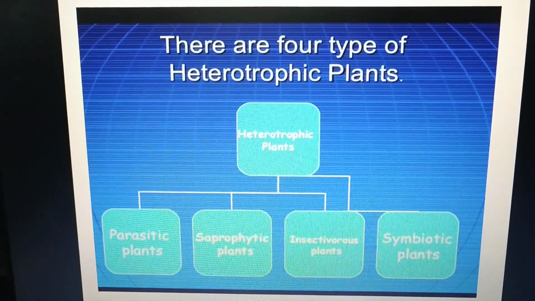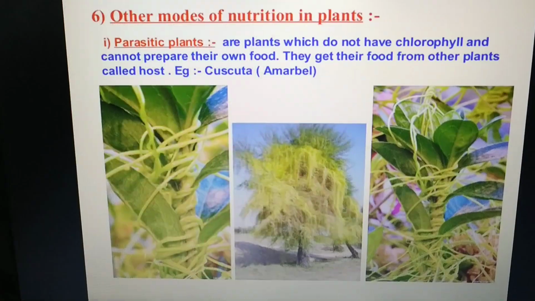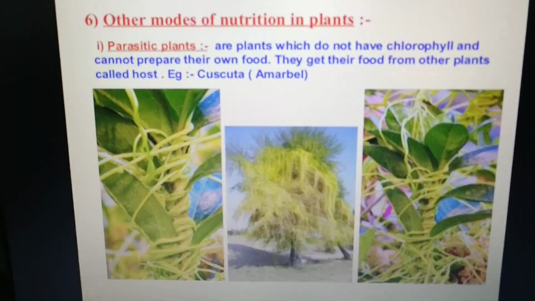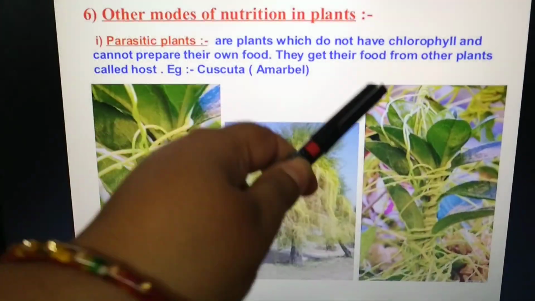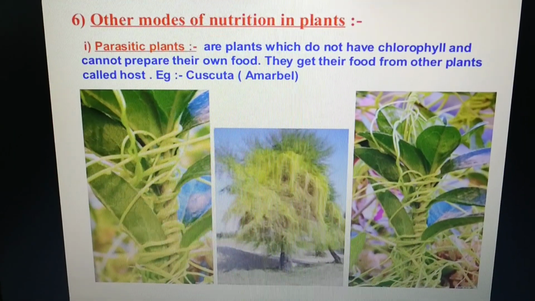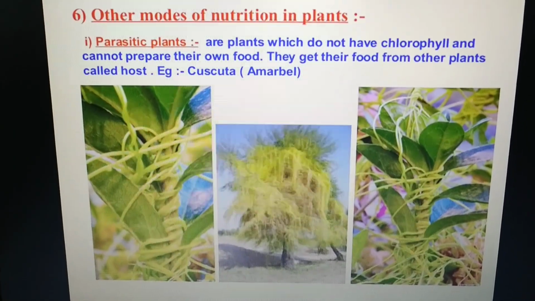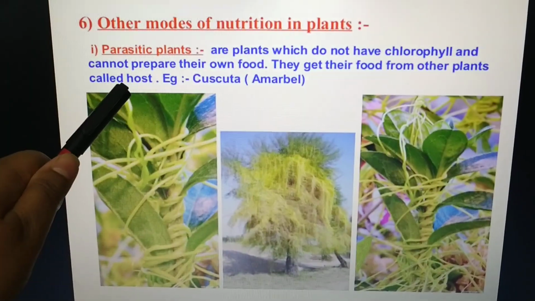Now children, let us study about the parasitic plants. Parasitic plants are those plants which do not have chlorophyll and cannot prepare their own food, but they get their food from another plant which is known as the host. Remember children, the plant from which a parasitic plant obtains its food is known as the host plant.